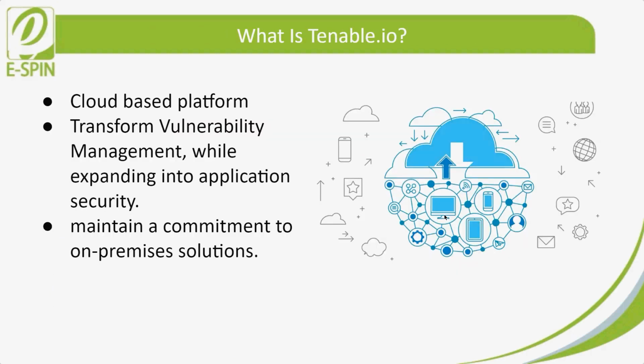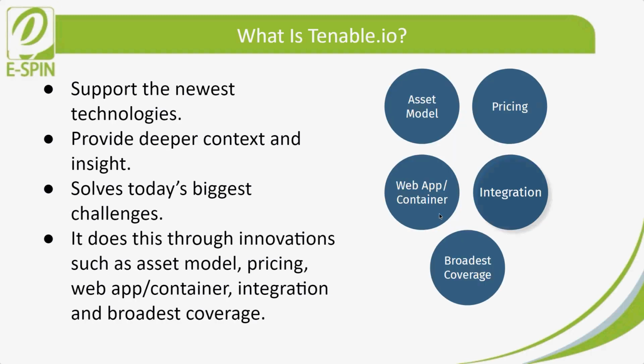What is Tenable IO? Tenable IO is a cloud-based platform that transforms vulnerability management while expanding into application security. Tenable IO also helps to maintain a long-term commitment to on-premise solutions. It helps to transform vulnerability management to support the newest technologies and provide even deeper context and insight. Tenable IO is also the only modern vulnerability management solution that solves many of today's biggest challenges. How does Tenable IO do this?